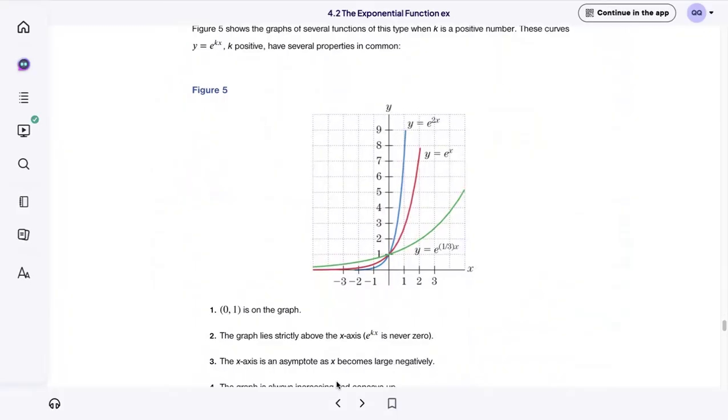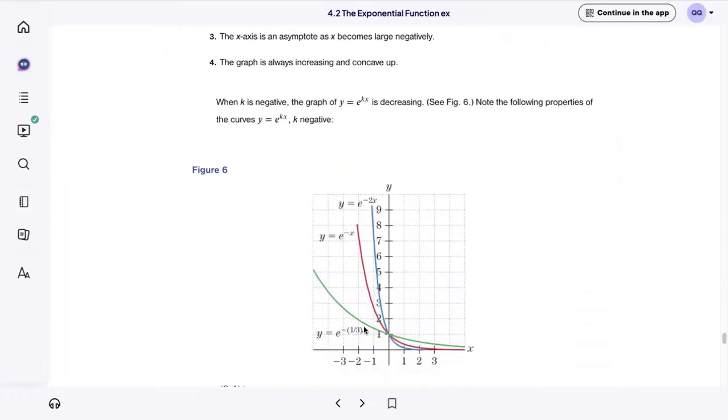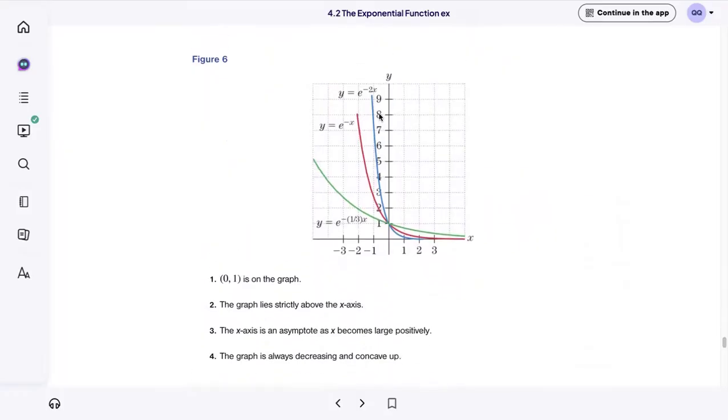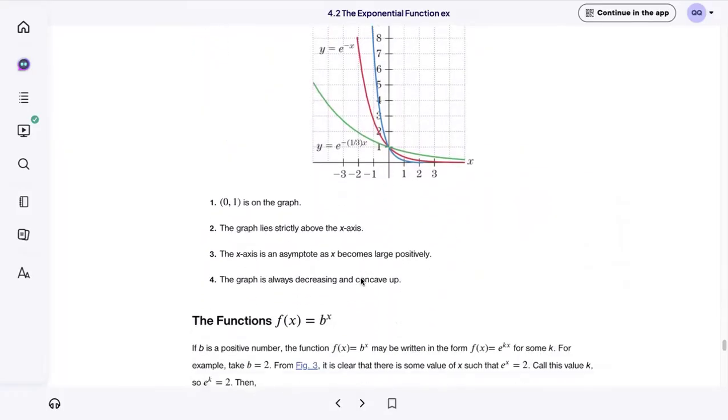If the exponent has a scalar, let's see, this is e raised by 1x, this is e raised by 2x, this is e raised by 1/3 of x. Okay. There's a scalar in front of this x. If the scalar is greater than 1, we see in the graph, the increasing function increases more sharply. Similarly for the decreasing function as well.